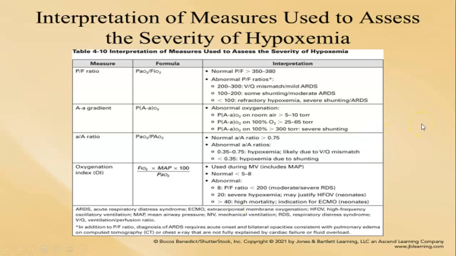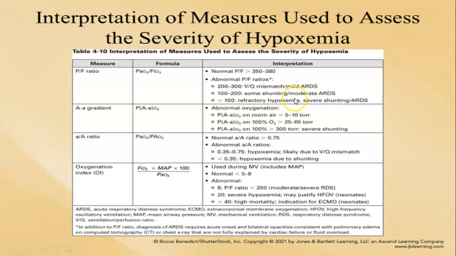So these are the typical measurements used to quantify the severity of somebody's hypoxemia. Up here we have the PF ratio, and we've talked about that a lot. The normal PF ratio should be greater than 350 to 380. For the abnormal signs, if it's 200 to 300, then we're just going to say you have a little VQ mismatch, mild ARDS. So this is mild disease.